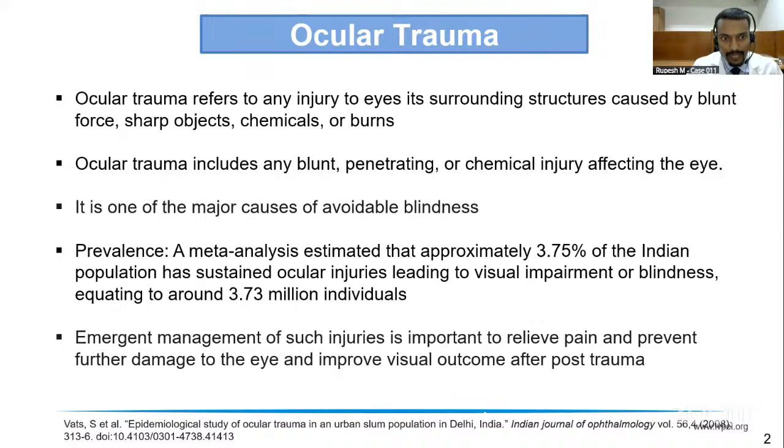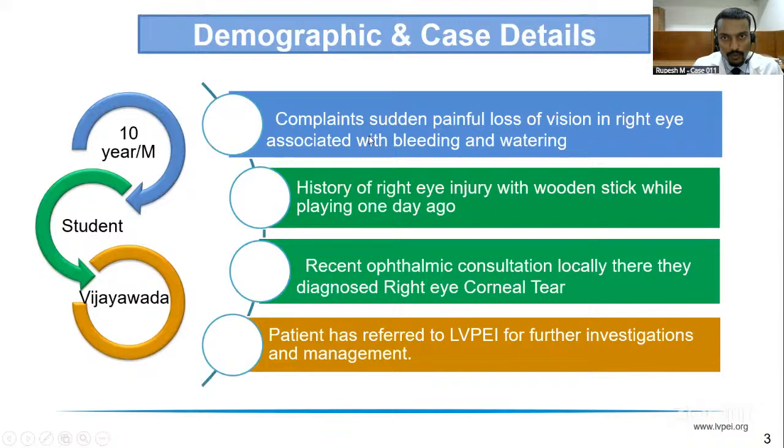To manage this type of ocular injury, it is important to relieve the pain, prevent further damage to the eye, and improve visual outcome after trauma. These are the demographic details of the patient. A 10-year-old male child, a student resident of Vijayawada, Andhra Pradesh, presented to a cornea clinic for the first time with a complaint of sudden painful loss of vision in the right eye associated with bleeding and watering. He had an injury with a wooden stick in the right eye 1 day ago.